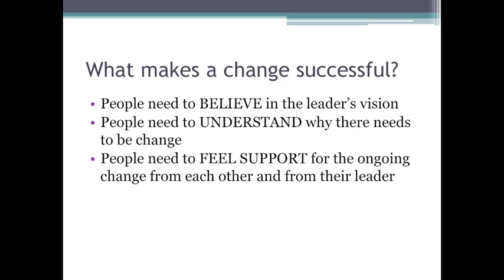And finally, this is the big one. People have to feel support for the change and for the change process. This isn't, oh, keep it up, keep up the good work. This is, I'm running into a problem with this change implementation. Can you help me? And management saying, okay, here's how we help you. Here's some resources. Here's some help. It's not enough that the leader have this belief. It's not enough that people understand why it has to happen. There also has to be support for it. And if there isn't support for it, it's going to fail.